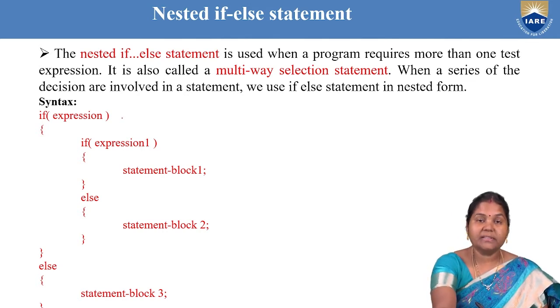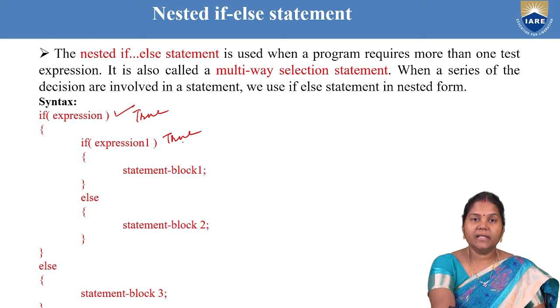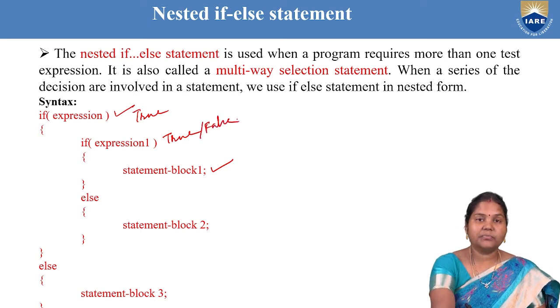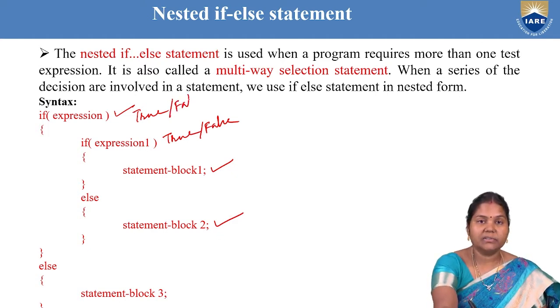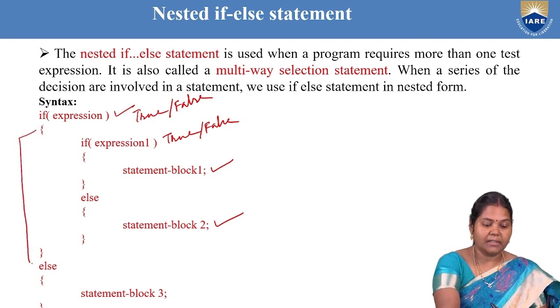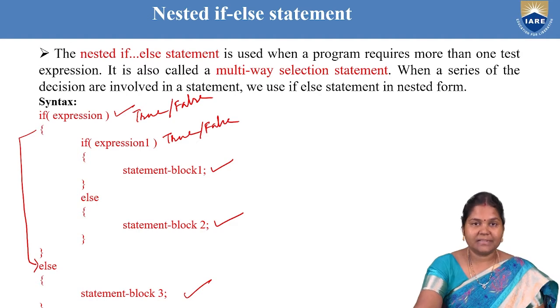So, you can see over here the syntax. If the outer expression is true, then it will check the inner expression. If the inner expression is true, then the statements in block 1 will be executed. If the inner expression is false, then the statements written in block 2 will be executed. If the outer if condition is false, then it will come to the else part, and then it will execute the statements written in block 3. This is called multi-way selection or nested if else statement.